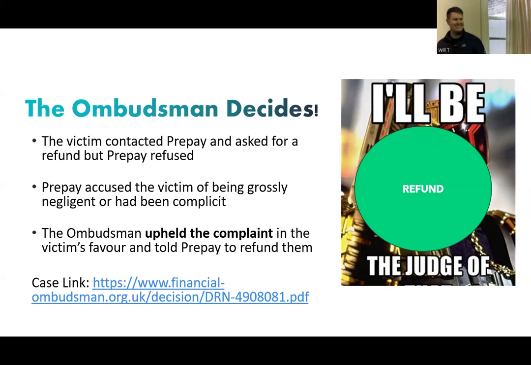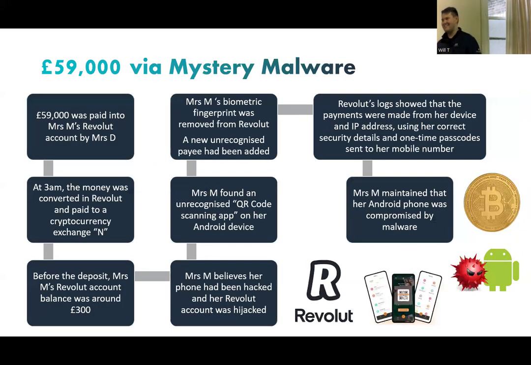I don't know. So £59,000 was stolen by some mystery malware. This is a really unusual case because it involved two victims, and they both complained to their bank. I think it was Revolut at the time, and they said, £59,000 got stolen out of my account, sent to this one person, and then converted to cryptocurrency, and then sold, gone basically.